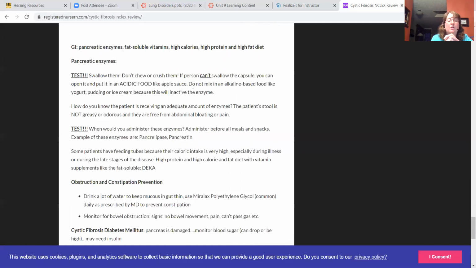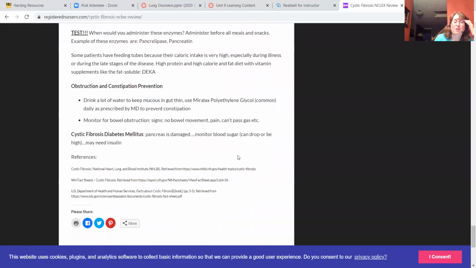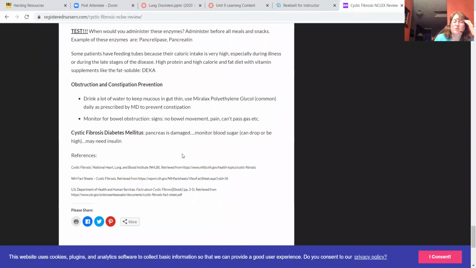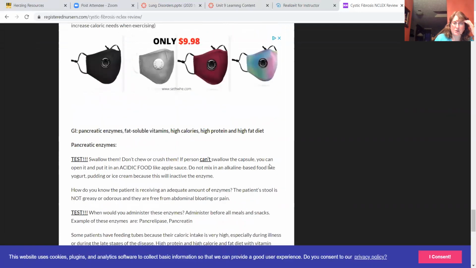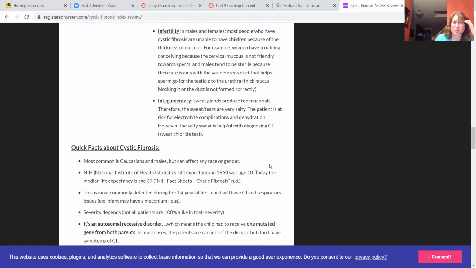So you're supposed to drink lots of water, and she uses Miralax. That's a common thing to do. Monitor for bowel obstruction, and then neither one of them, I don't believe, has a problem with diabetes so far, but they could eventually, and it's because your pancreas is damaged. So you would have to monitor your blood sugars all of the time. So that's kind of the basics about cystic fibrosis.